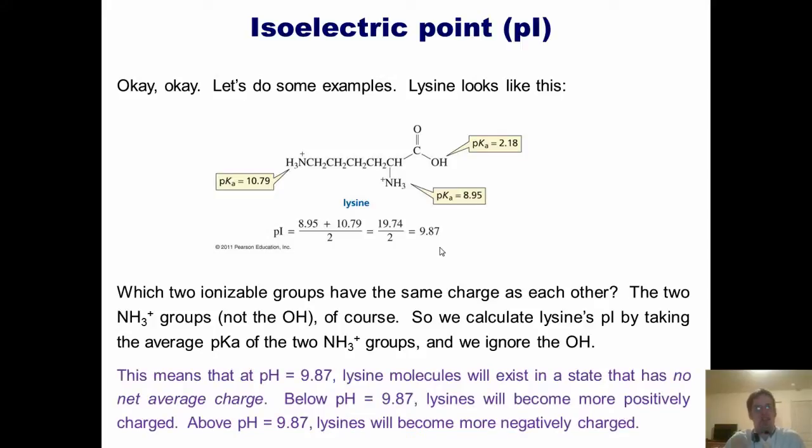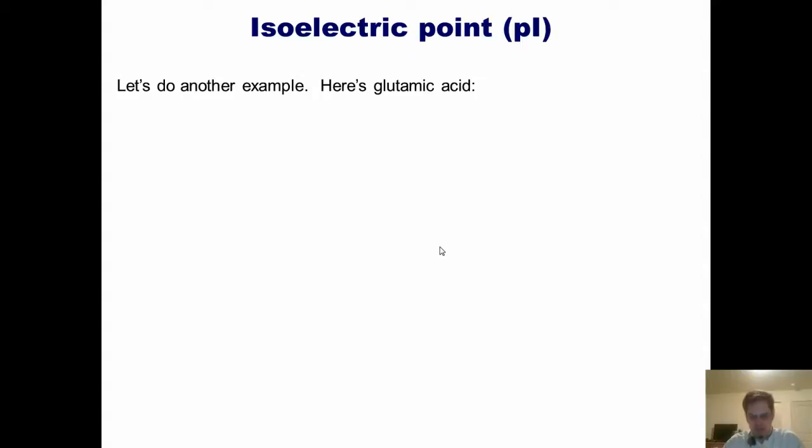It means that at 9.87, lysine molecules in solution will exist in a state that has no net average charge. Below pH 9.87, lysines will become more and more positively charged. And above pH 9.87, lysines will become more and more negatively charged. That's what it means. Let's do another example.